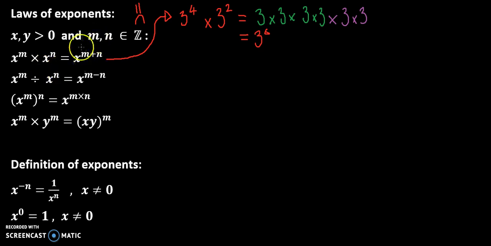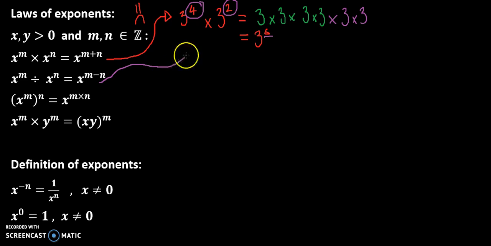So this law is recognizing that there's a pattern between the exponents and the final answer. If we write the whole expression out as expanded notation, we'll find that it gives us 4 plus 2 is 6.